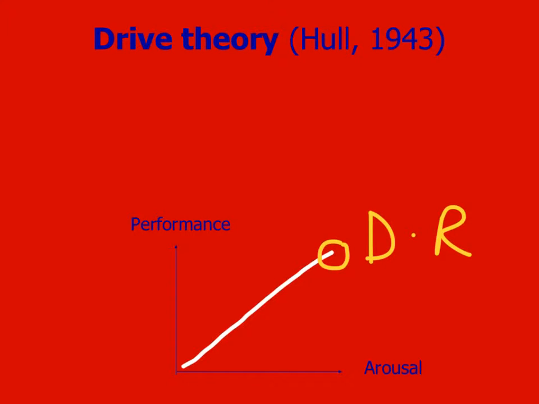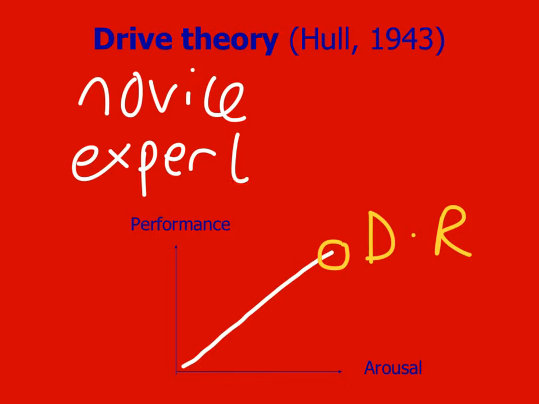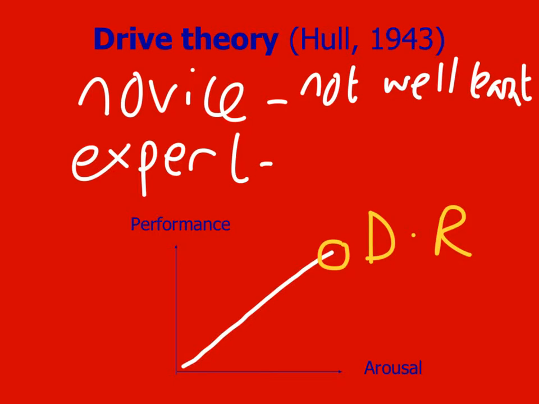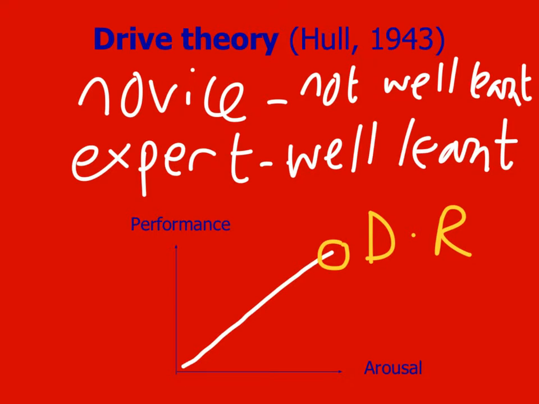So this does depend on the type of performer. So always use as your examples an example of a novice and an example of an expert. A novice's dominant response is not well learned. Scrub that out. Novice is not well learned, whereas an expert's dominant response is well learned. So basically we get with high arousal, an expert will handle that arousal and their dominant response being good will perform well, and the novice with a not well learned dominant response will perform badly.